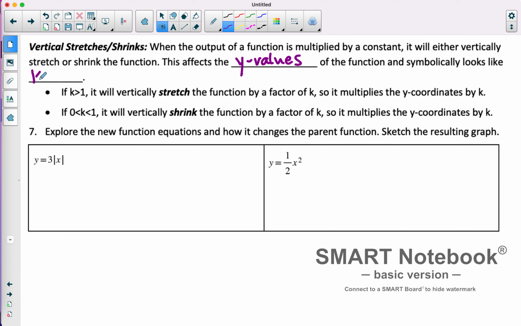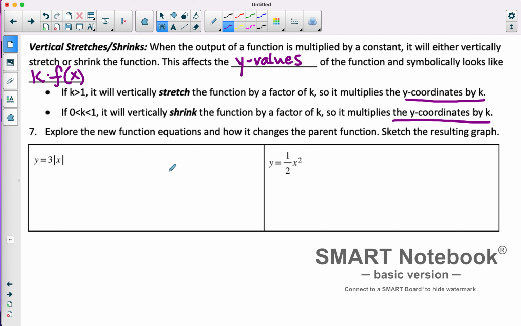Symbolically, it would look like you have some constant that's being multiplied, that is a multiplier to the function. If that constant is bigger than 1, if k is greater than 1, it vertically stretched the function by a factor of k. You would just multiply the y coordinates by k. If it's between 0 and 1, that's a vertical shrink by a factor of k. It still multiplies the y coordinates by k, but it's shrinking them because it's smaller than 1.